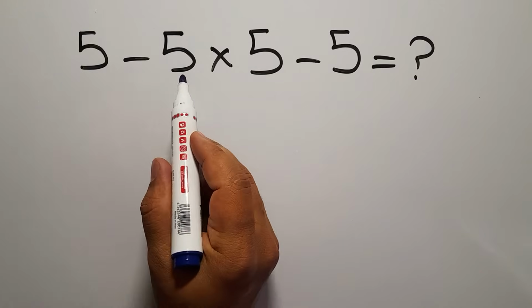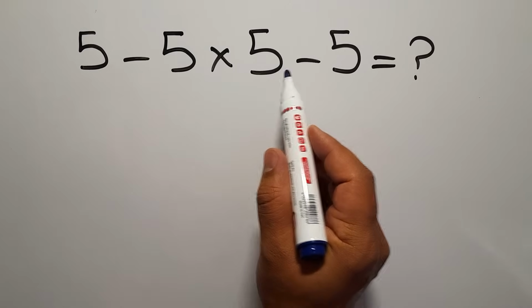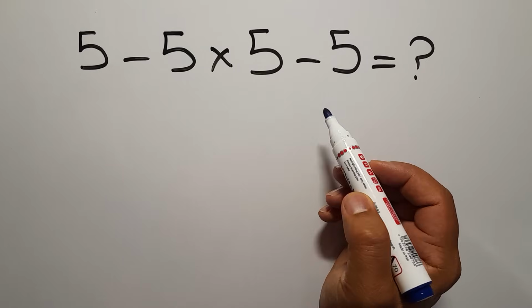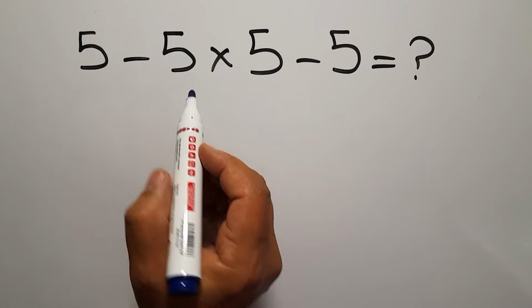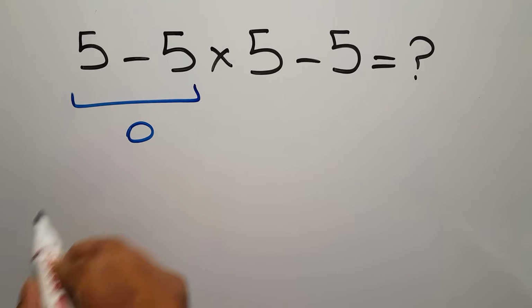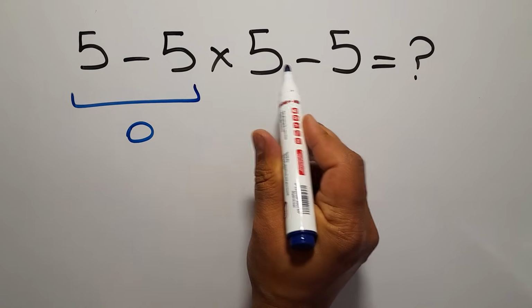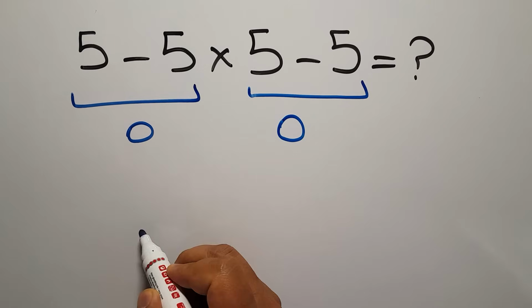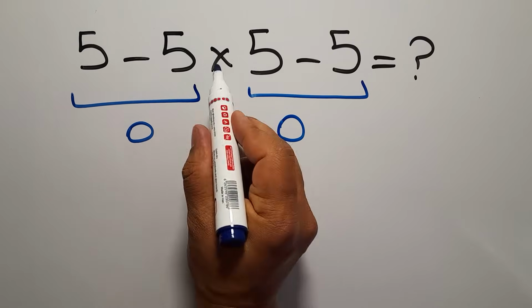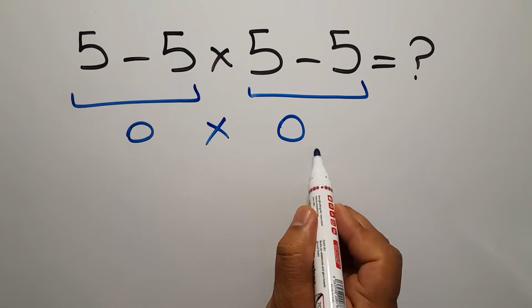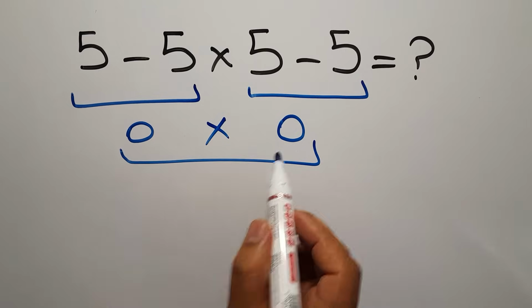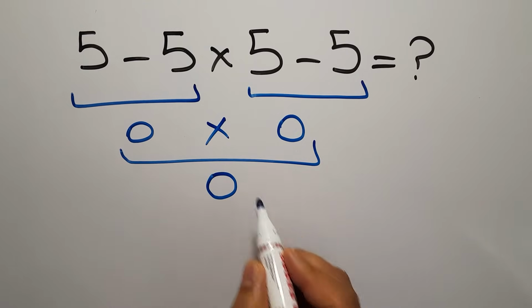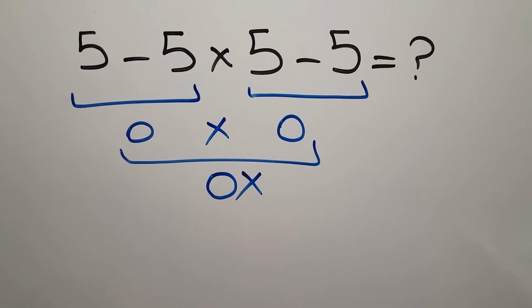5 minus 5 times 5 minus 5. 5 minus 5 is just 0. And again we have here 5 minus 5 equals 0. So 0 times 0, and 0 times 0 is just 0. But this answer is not correct.